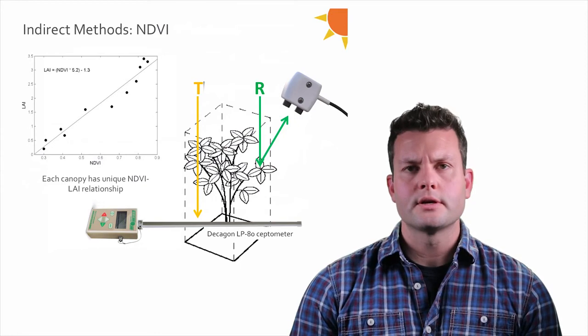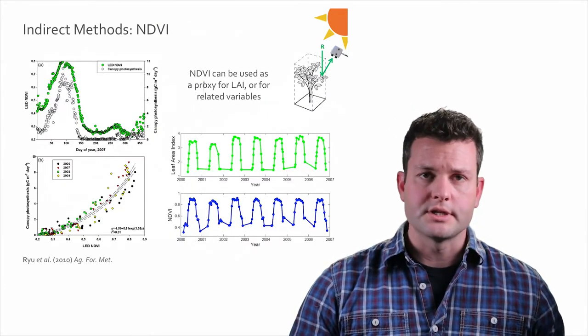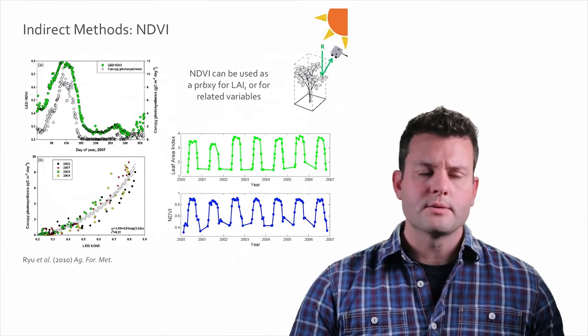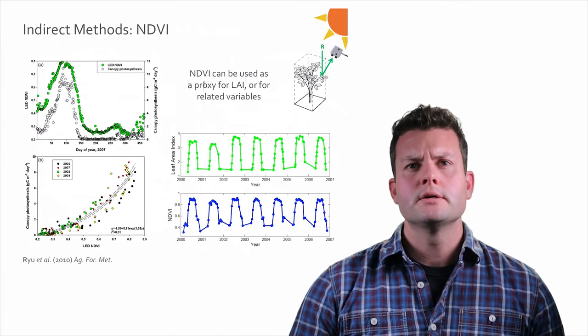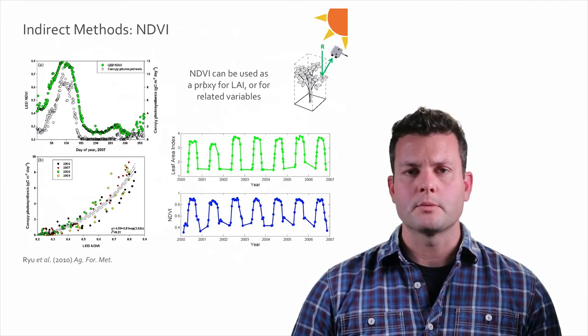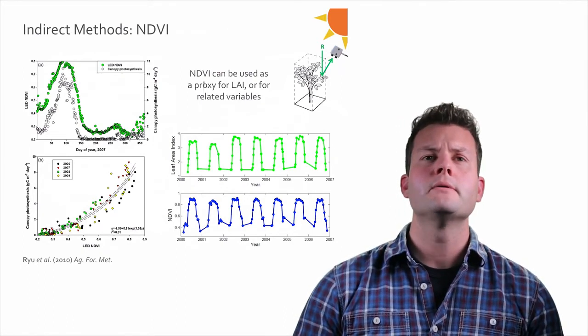So the other thing to consider is that maybe you don't need absolute values of LAI. Maybe you're interested in some other reason to be measuring LAI. So here I've just shown you a couple of examples of how we can use NDVI just as a proxy for LAI without actually having to have an absolute value of LAI.